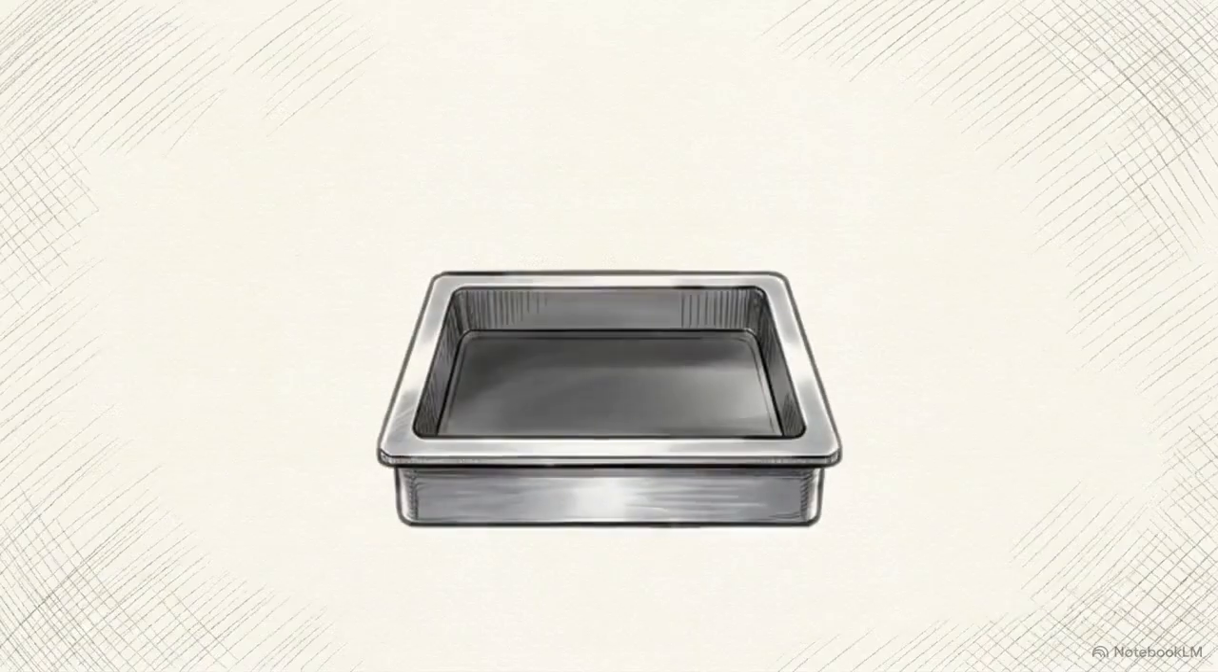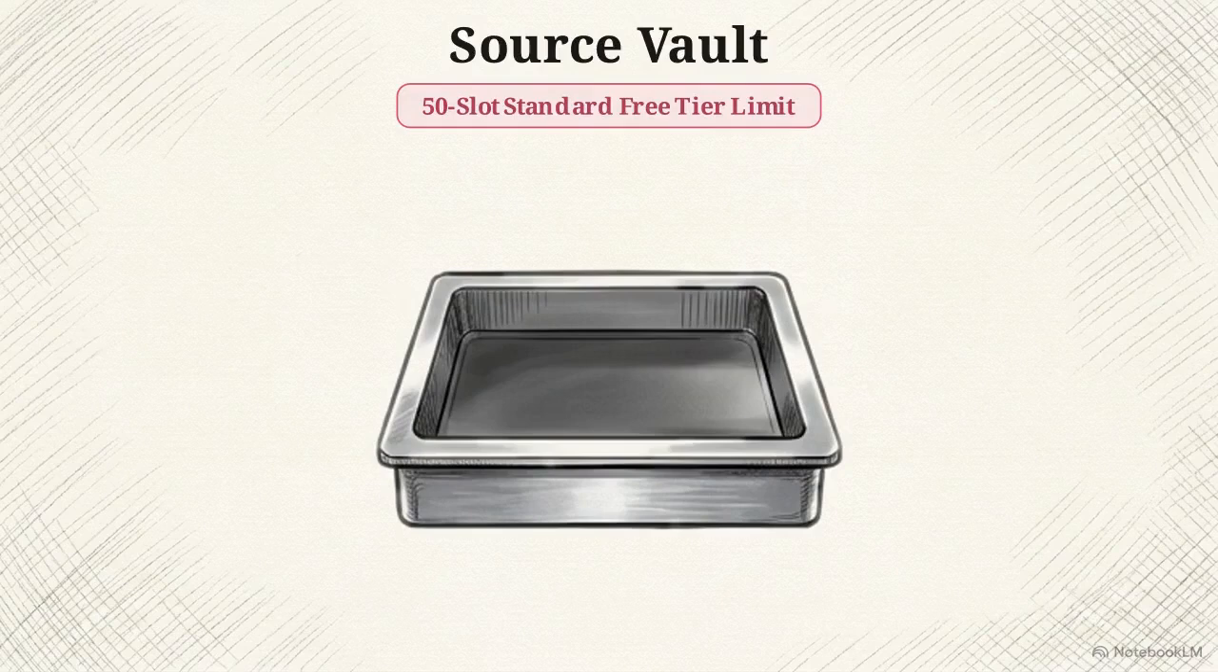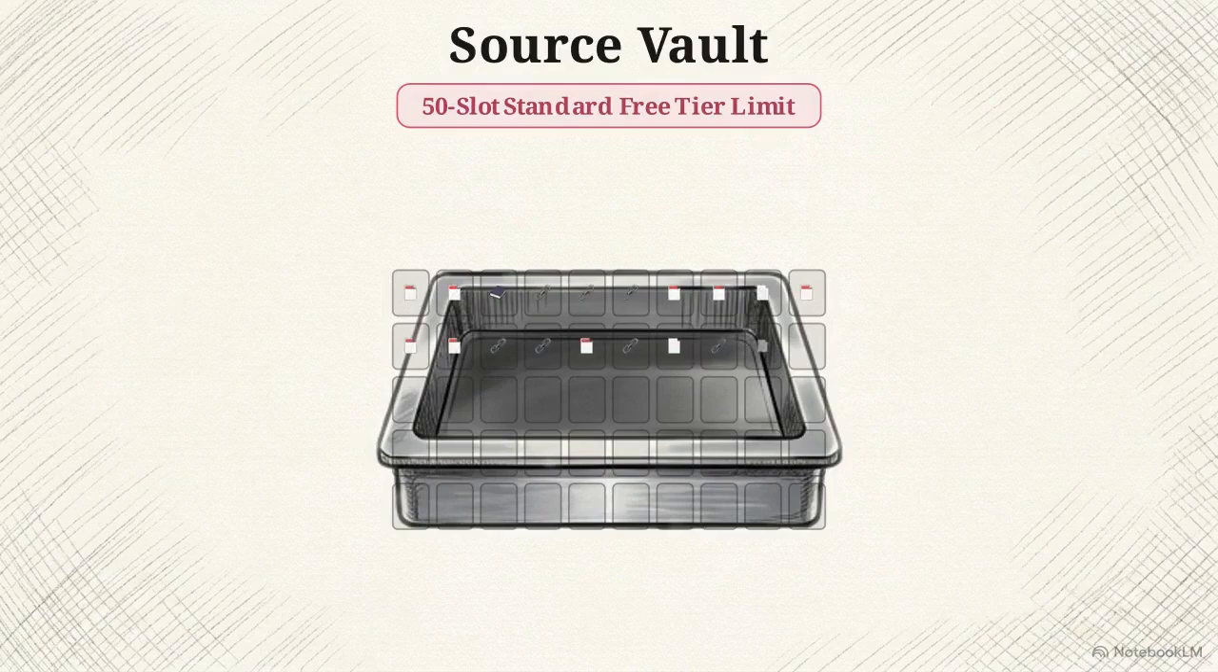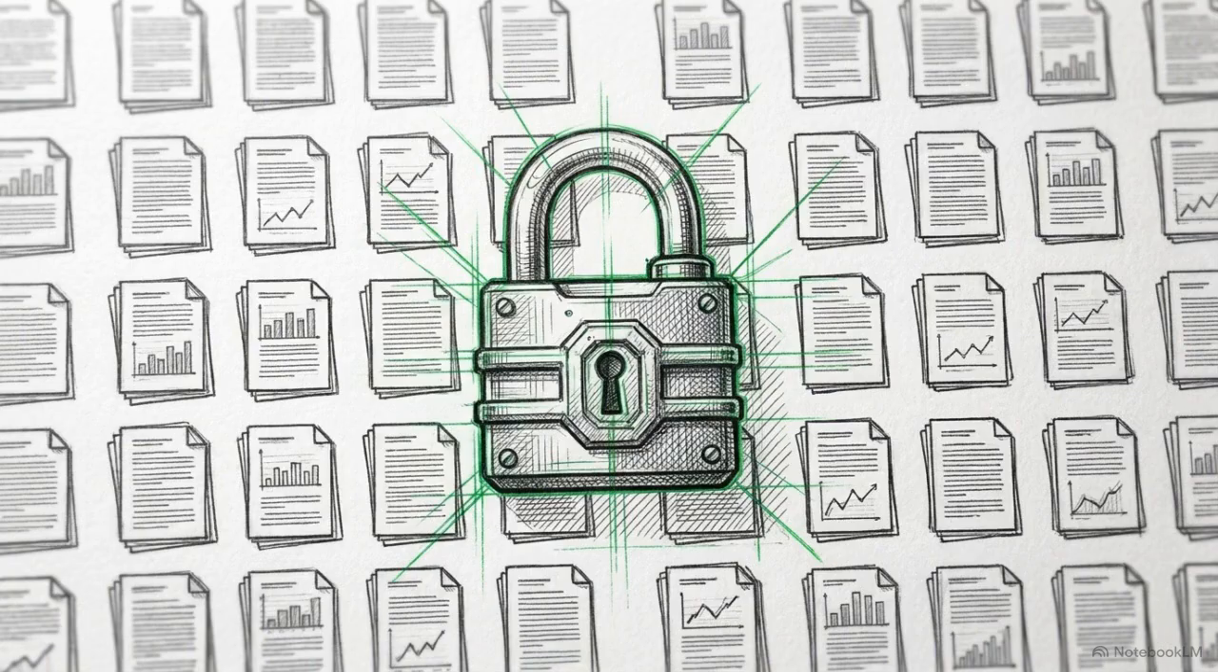This diagram illustrates the system's source vault. On a standard free tier, you are given a strict limit of 50 empty slots to hold your curated source materials. You populate these slots with chosen academic materials, web links, digital textbooks, text files, and PDFs. Once uploaded, the AI is functionally restricted. When you ask it a question, it can generate answers derived exclusively from these populated slots.